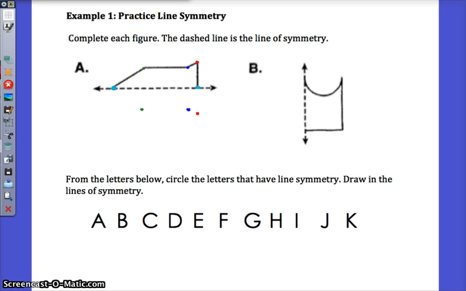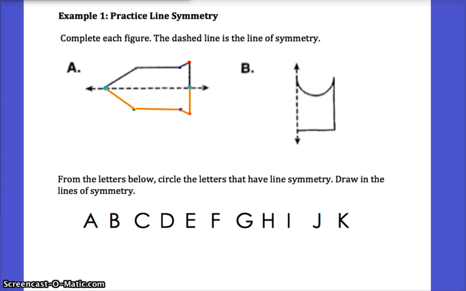Now, once I have my vertices, I find it easier to connect. So go ahead and connect. And there's your completed figure. That looks symmetrical, and the line you can see is where it folds and it's even. Try the second one. Again, I like to find the vertices distance first. If you have a ruler and you use it, that's even better.